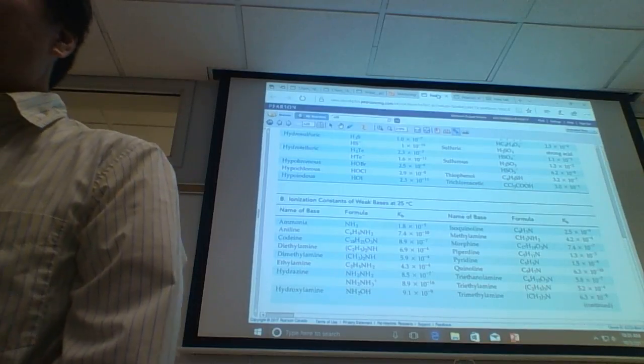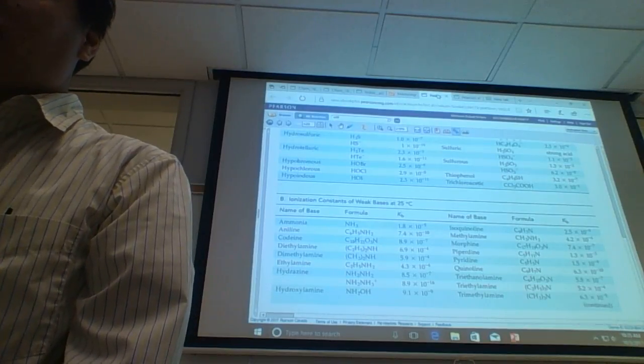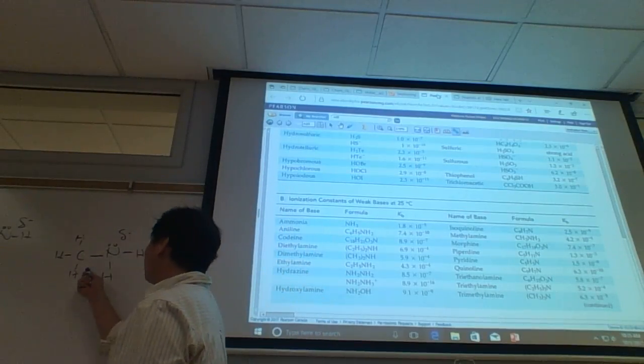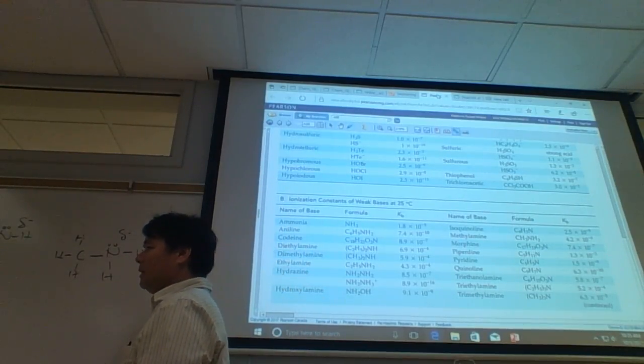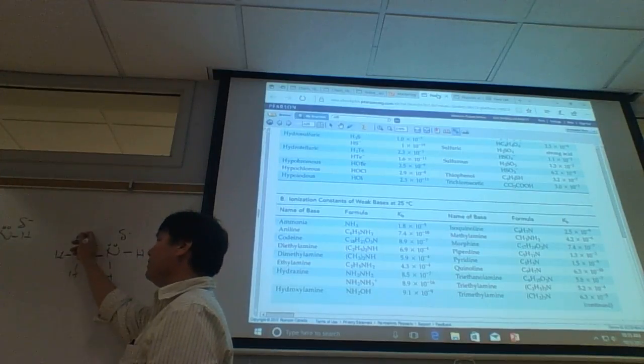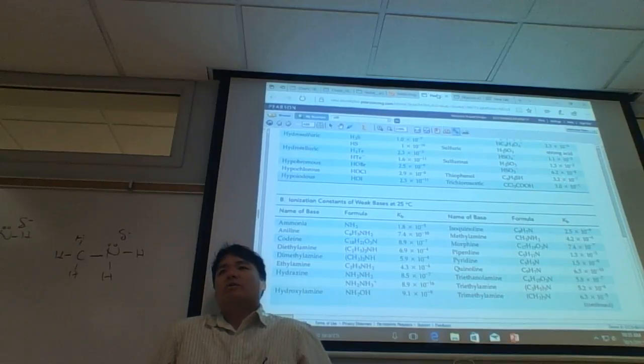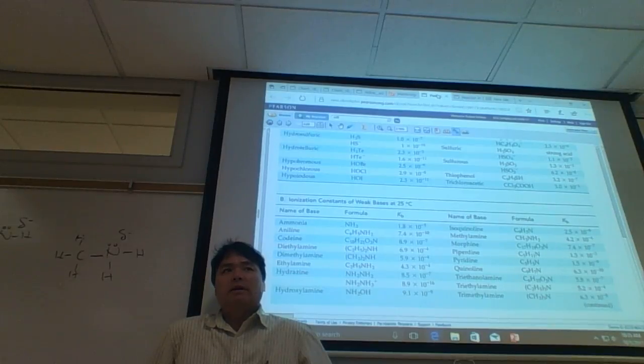In other words, if we want to dig deeper into this, it's very simple, actually. I would have predicted methylamine to be a stronger base. Why would I have predicted methylamine to be a stronger base? Because I know methyl. Is methyl electron rich or electron poor?